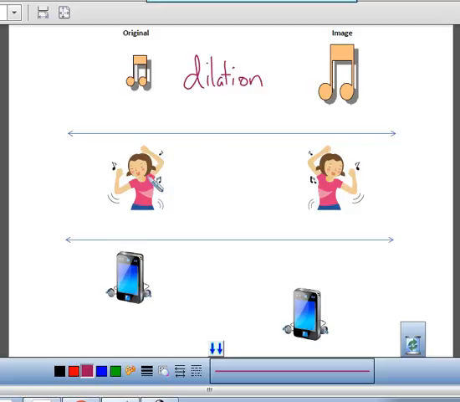The next one, we have our girl dancing here. This is the original, and this is the image. So when I'm looking at it, I see that the girl is basically flipped. And what is the math word that's used for flipped? It is reflection.